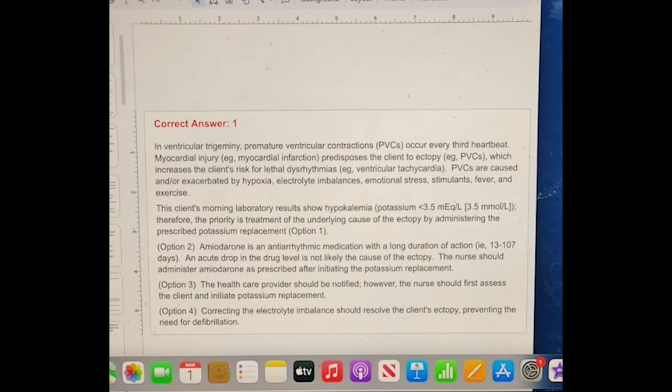Okay, so in ventricular trigeminy, premature ventricular contractions occur every third beat. Myocardial injury predisposes the client to ectopy, which increases the client's risk for lethal dysrhythmias. PVCs are caused and or exacerbated by hypoxia, electrolyte imbalances, emotional distress, stimulants, fever, and exercise. This client's morning laboratory results show hypokalemia, which is low potassium, right? Therefore, the priority is treatment of the underlying cause of the ectopy by administering the prescribed potassium replacement.